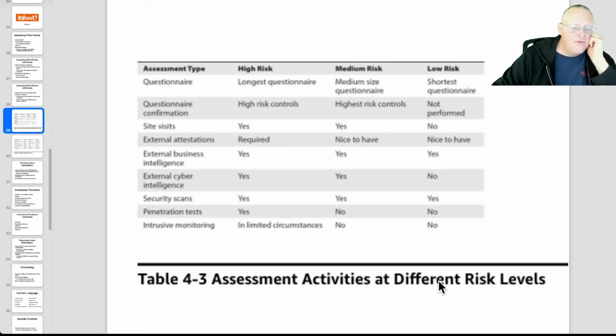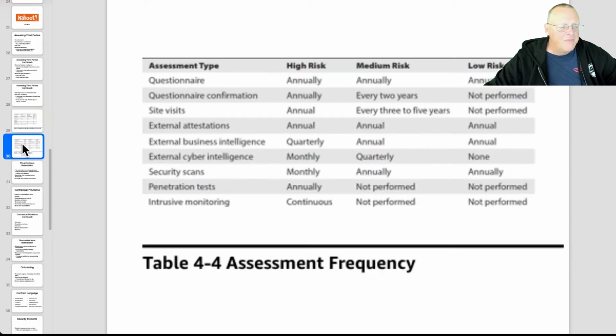And so then you'd have various assessment activities. Your highest risk, if you're going to give them a questionnaire, it might be the longest. You might decide to do site visits on the high and medium, but not the low risk, and external attestations and so on. These intrusive monitoring, it'd be much more rare. And so on. High risk. All right, looks like that's duplicative. All right.